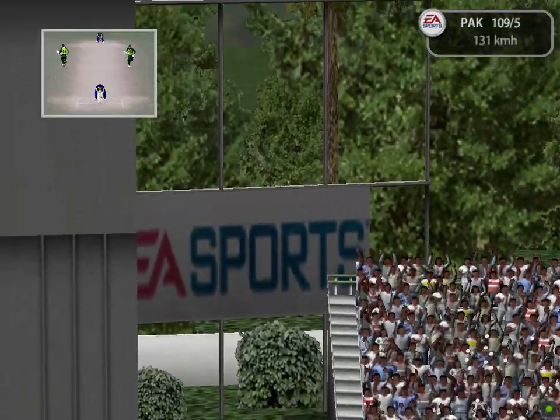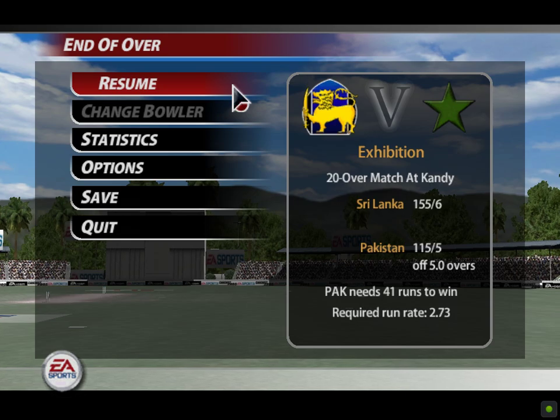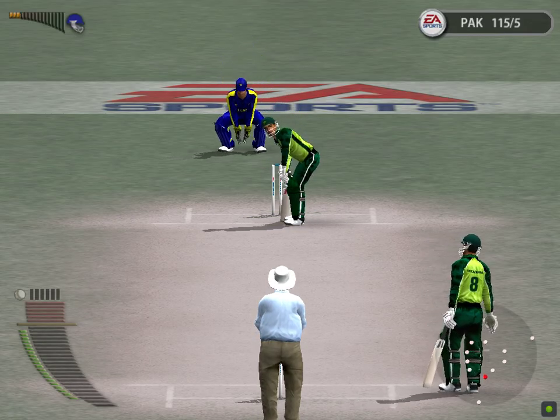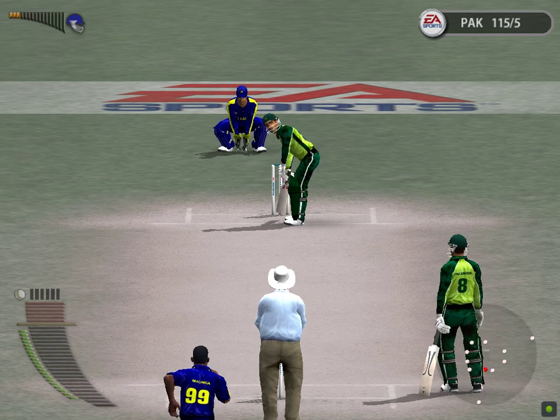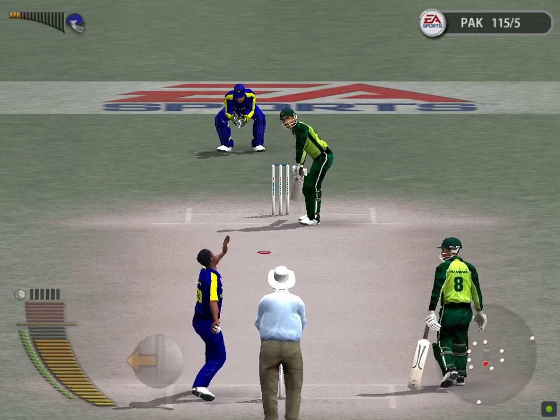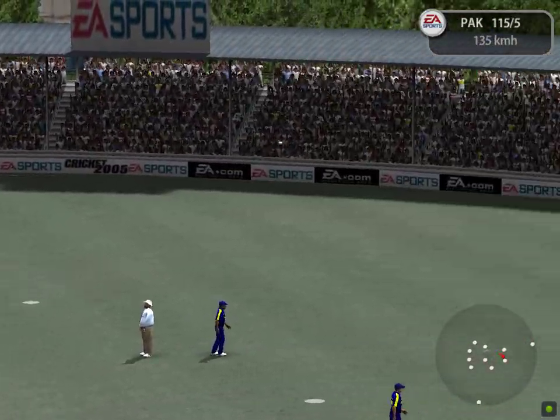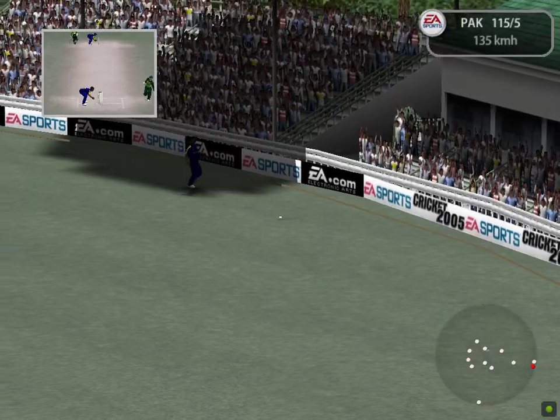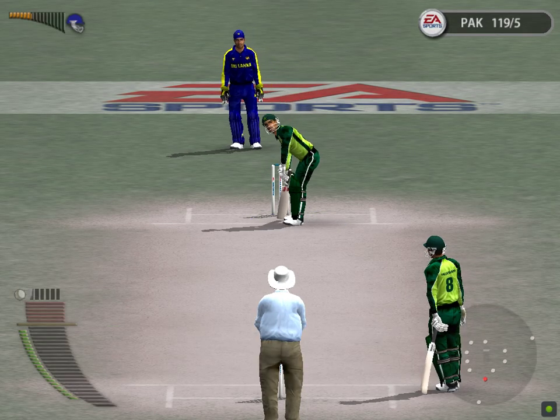And 6. He's always looking. Let's see the action replay of that. Kamran Akmal waiting at the striker's end. Swept away. That's racing away to the square leg boundary. We can have a look at that again.